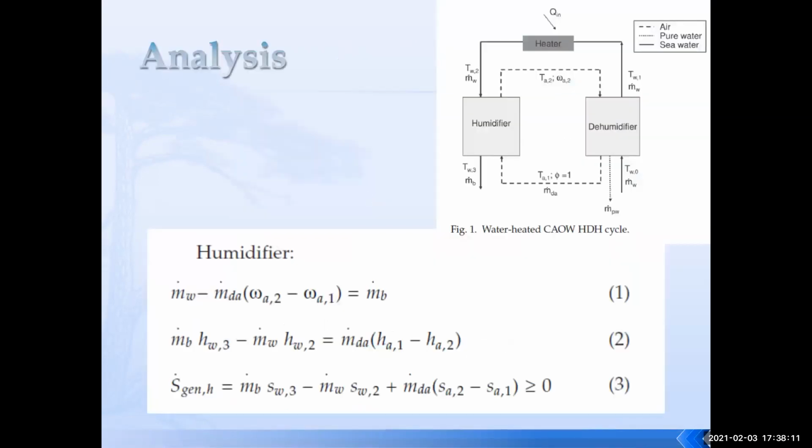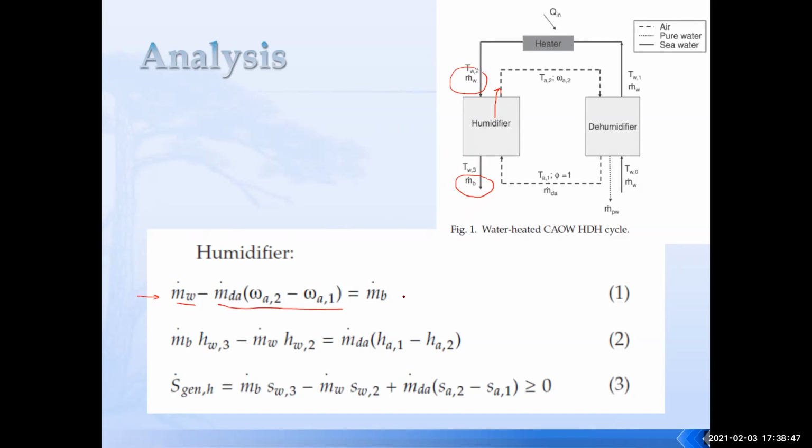This is the balance equation for the humidifier. We start with the mass balance, and the mass balance here has the mass of the water which is coming in. That's basically this. And what we have leaving is the mass of the brine, which is the rejected brine. And then there is some vapor, which is the difference between this inlet mass and the mass which is rejected. That's the vapor that will be carried by the air. Vapor carried by the air is given as m dot of dry air times the difference in the humidity ratio.